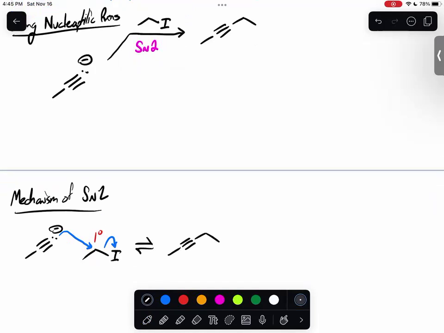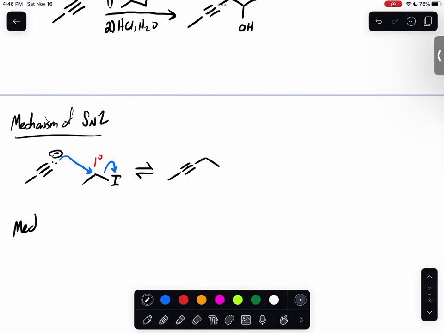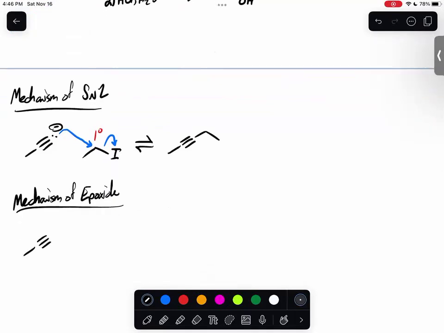But this isn't the only thing that it can do, right? Another thing that it can do is if it comes in and interacts with an epoxide, what we'll see happen is essentially it will once again do an SN2-like attack. This time, if we were to then follow this up with HCl and H2O, we would see we make an alcohol, right? And of course, this comes through in a basic epoxide ring opening where our alkyne is acting as our nucleophile.